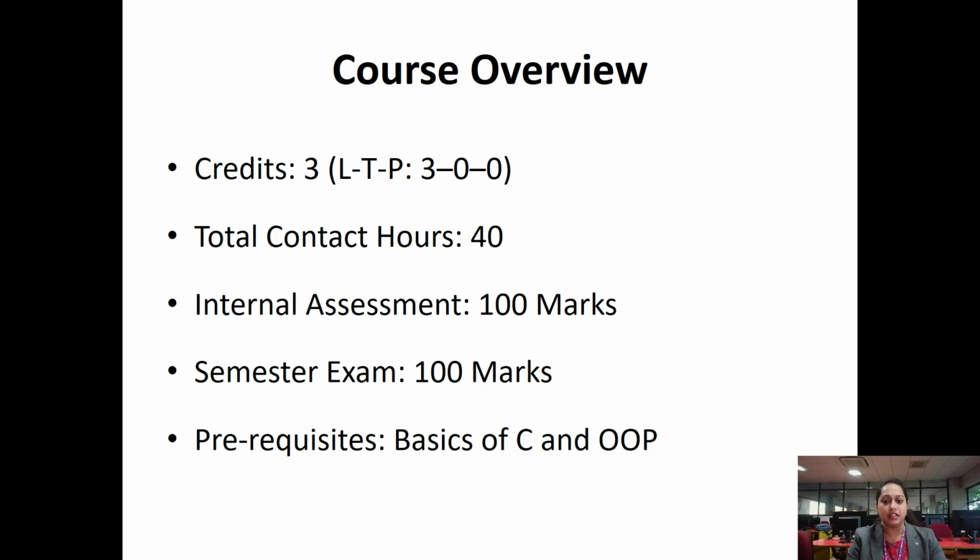However, you will be learning a few concepts of programming in the class itself. The total contact hours for this course is 40, the internal assessment marks is 100 marks, whereas SEE also has 100 marks. The prerequisite for this course is basics of C. Here they have also mentioned that you should have knowledge of object oriented programming, but this is not mandatory. But you should have some basics of one of the programming languages. It is not like you should have the basics of C only. You can have the knowledge of any programming language.